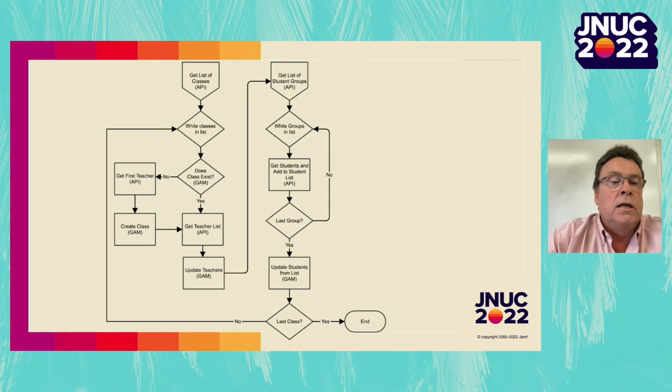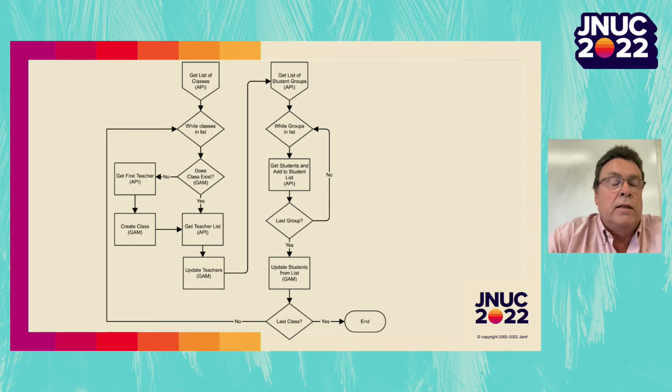If it doesn't, it then goes and uses the API to get the first listed teacher in that class and then add it to a list. And then it creates that class from that list of one teacher. And then it goes and updates that new class that it just created with all the teachers that are listed in that Jamf class.